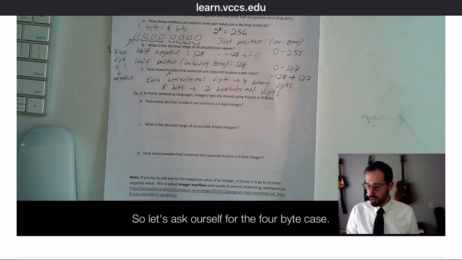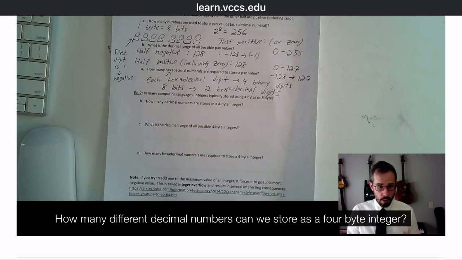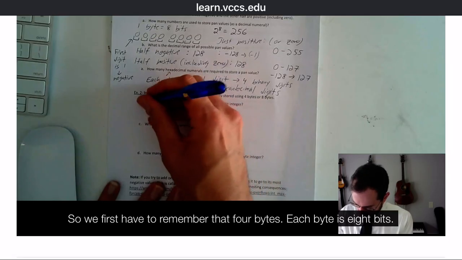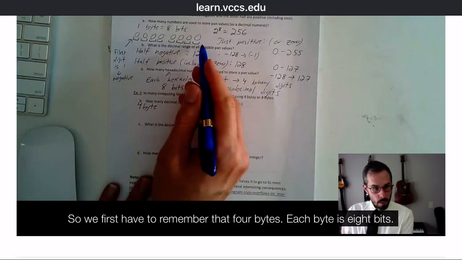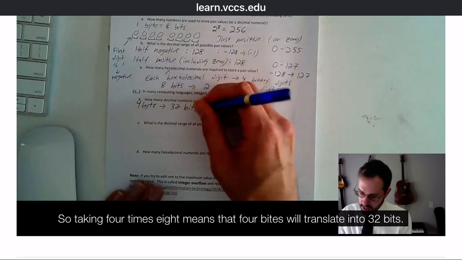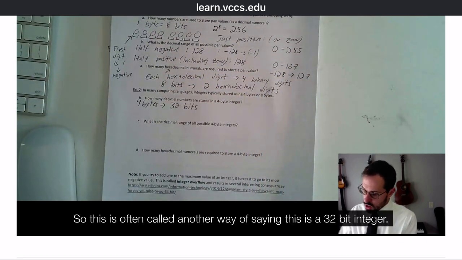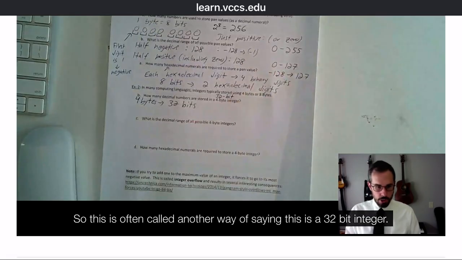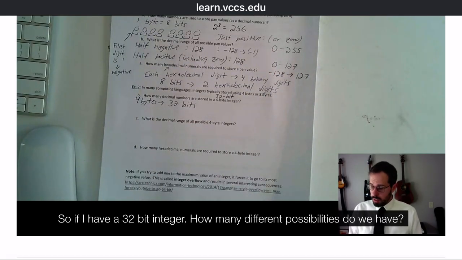So let's ask ourselves, for the 4-byte case, how many different decimal numbers can we store as a 4-byte integer? We first have to remember that each byte is 8 bits. So taking 4 times 8 means that 4 bytes will translate into 32 bits. Another way of saying this is a 32-bit integer. So if I have a 32-bit integer, how many different possibilities do we have?